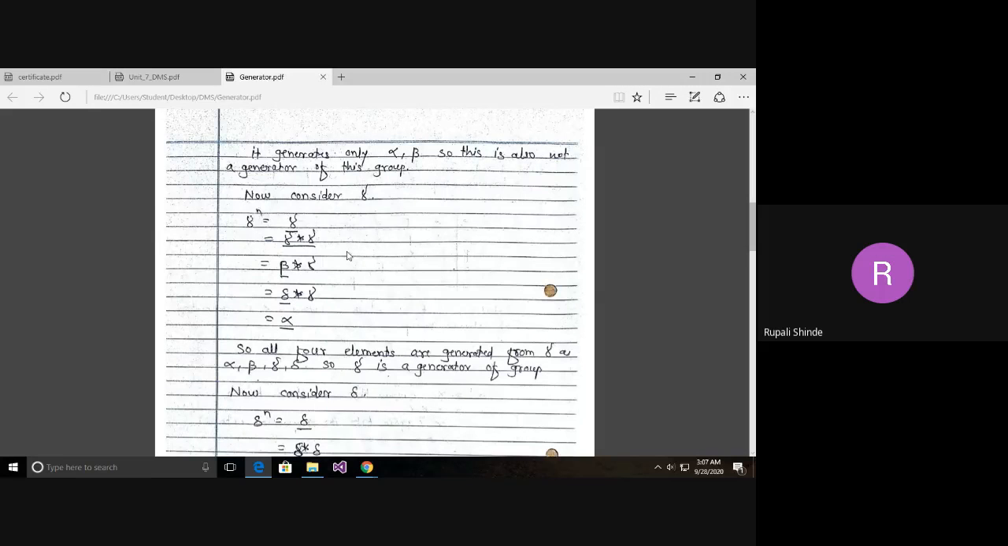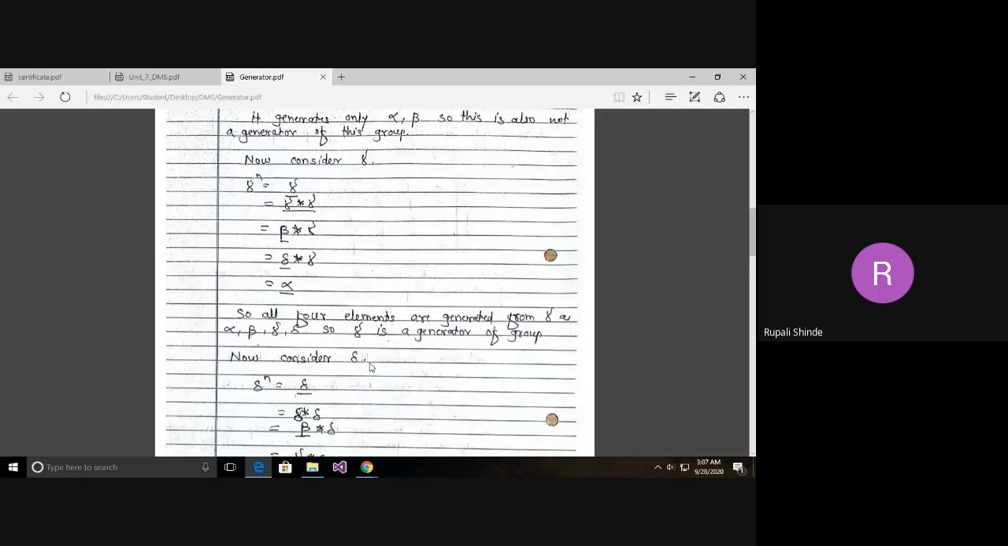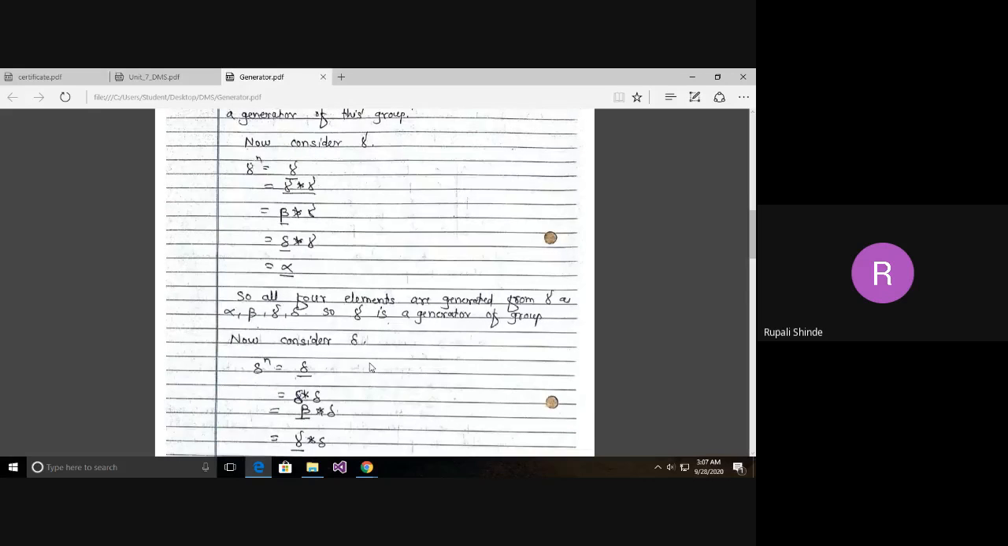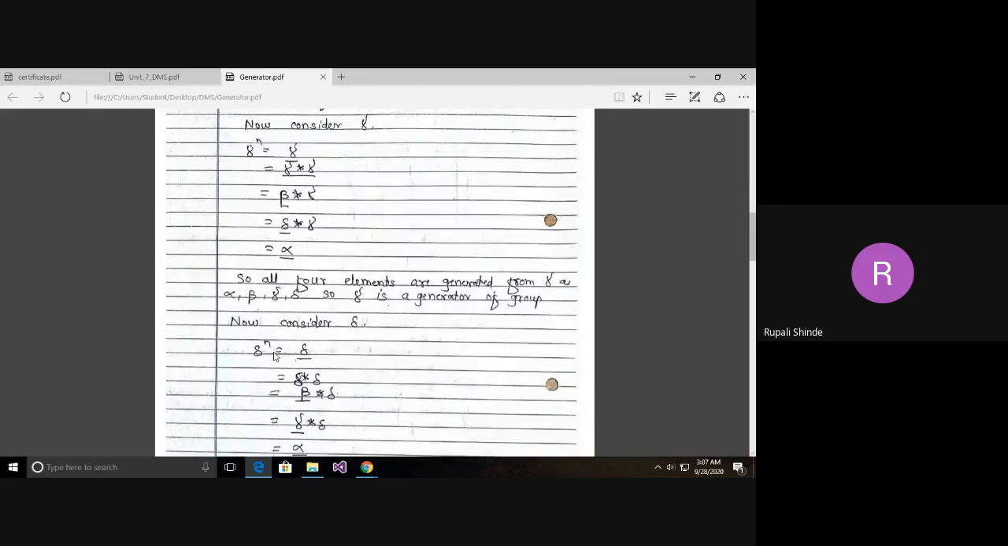Have you understood why we called gamma a generator? Yes, ma'am. Okay. Now just one element is remaining, that is delta. So we have to check whether delta is a generator. So again we have to take delta raised to n, and the first value of n is 1. So delta raised to 1 equals delta. Now we have to take its composition with delta.